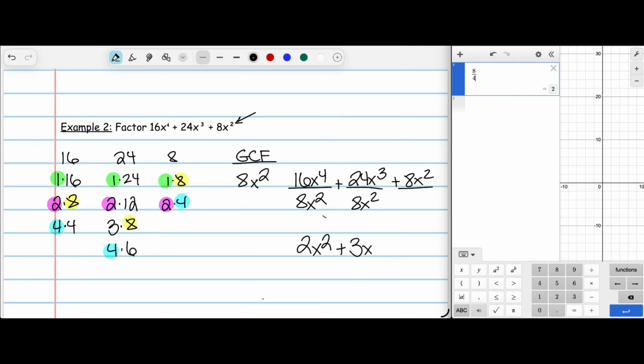And then the last one was 8x divided by 8x. 8 divided by 8 is 1. So we got 1, and then the x's go away because we took both of them away. So that's what we get when we divide out, and then we'll take our GCF and put it out front. And that will give us our answer for example 2. And that's what we get when we factor out the 8x, or factor out our GCF.